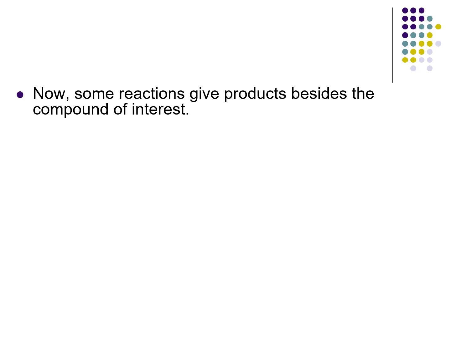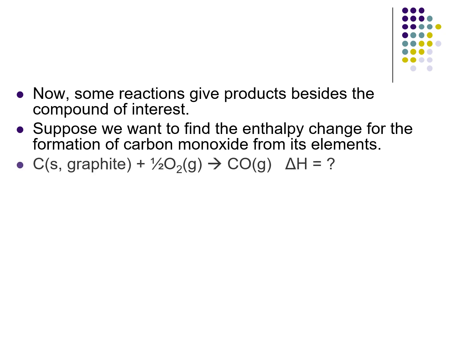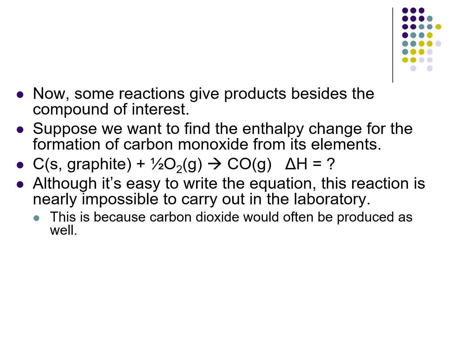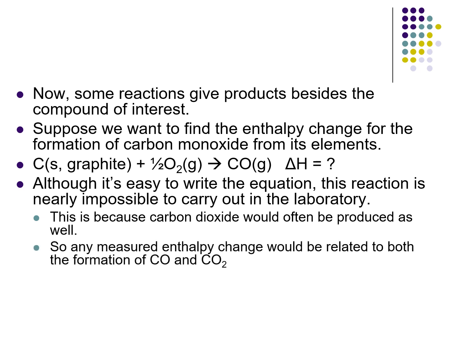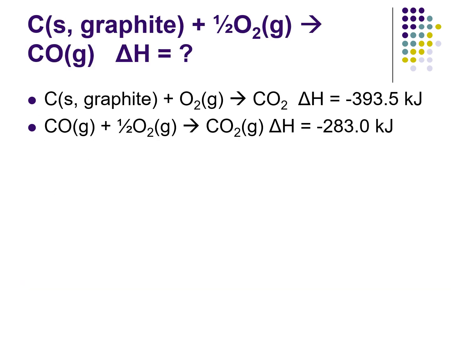Now, some reactions will give products besides what you want. So let's say you want to find the enthalpy change for the formation of carbon monoxide from its elements. Carbon plus oxygen is carbon dioxide. You want to do that reaction. Although it's an easy reaction to write, the reaction itself is nearly impossible to carry out in the lab because you're going to be making carbon dioxide as well. So again, nearly impossible to actually measure. So using Hess's law, we can figure this out by reactions that can be carried out in the lab.